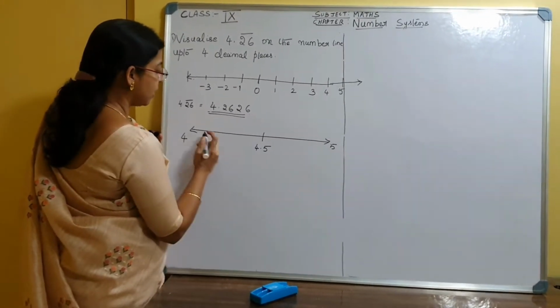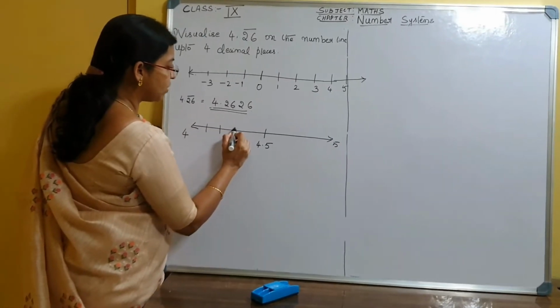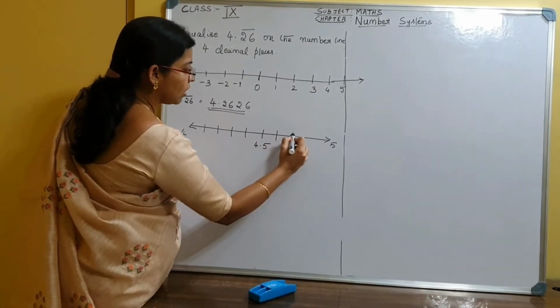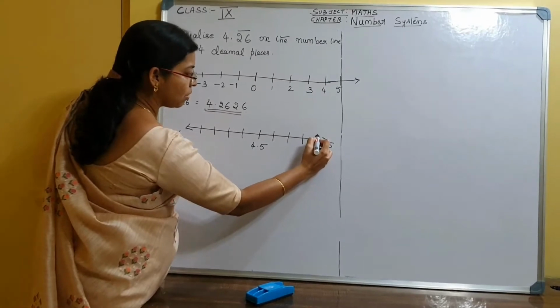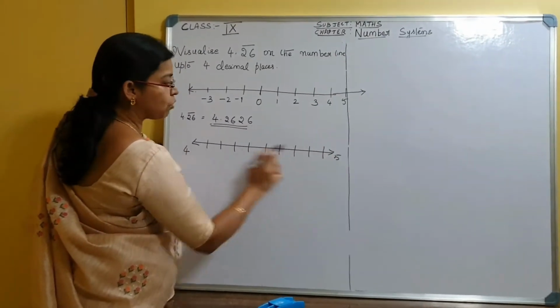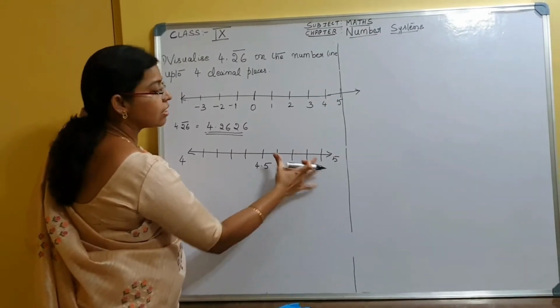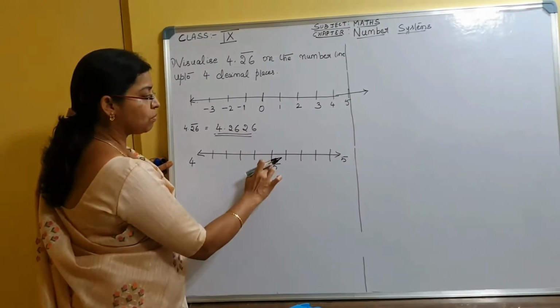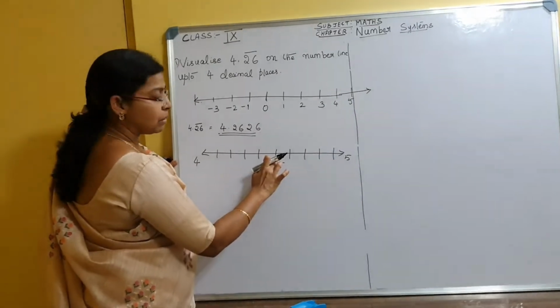We got the midpoint. Now here there are 4 divisions, and here 4 divisions. So totally there are 10, right? Between 4 to 5 we are taking 10 divisions on the number line. So always try to get the midpoint first.